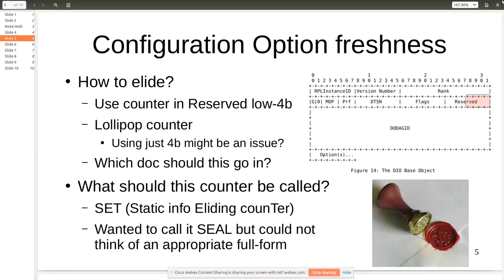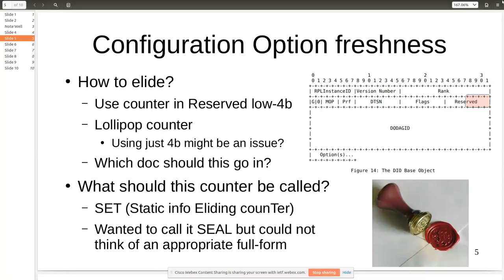Yes, I think it's only the root, but as you say, we wrote that the root reboots for other things like the DTSN or things like that. Correct. Or the version number, so why not here? By default, all the Ripple counters are lollipop.